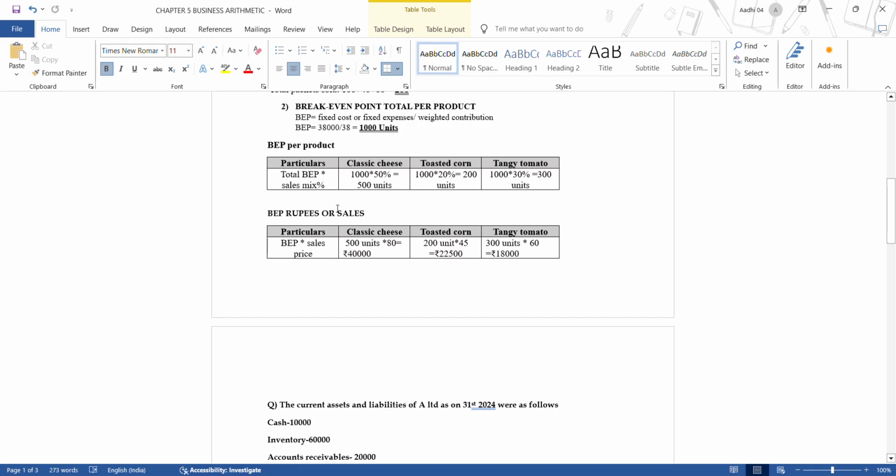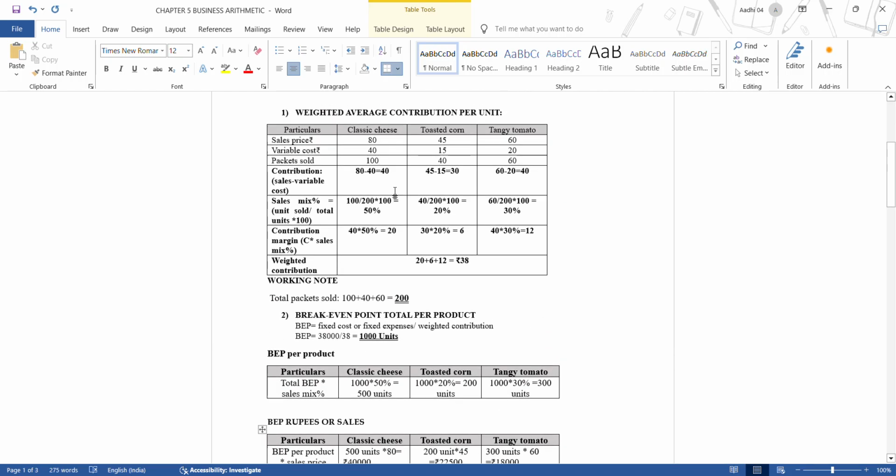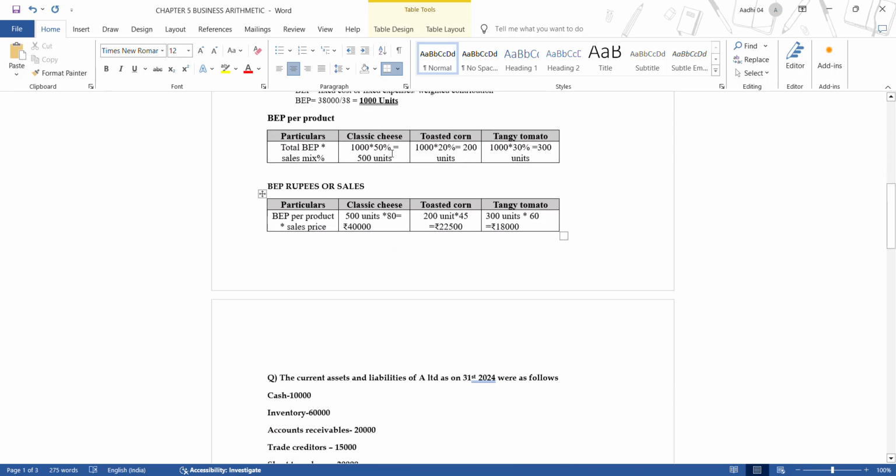Already you have got break even point per product. Break even point per product into sales price. So what is the break even point per product? That is for classic cheese is 500 units into what is the sales price for classic cheese? That is 80 rupees. So when you multiply it, you get 40,000.